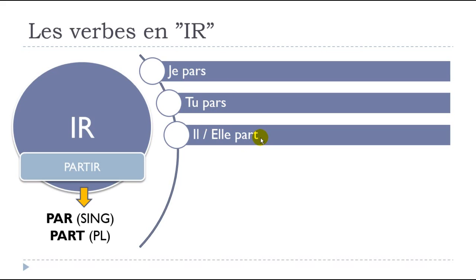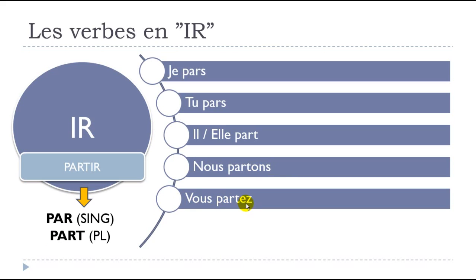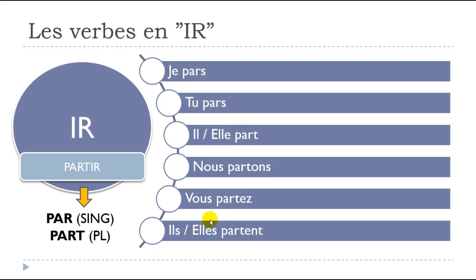And then, if you think about what we saw, here we should have this first part here, and then the endings after. And that's the reason why we will get nous partons. You've got this P-A-R-T, and then we put the ending O-N-S, the classic one. Vous partez, same way, and then obviously we'll have ils partent, elles partent. So the first part P-A-R-T, and then the ending E-N-T.